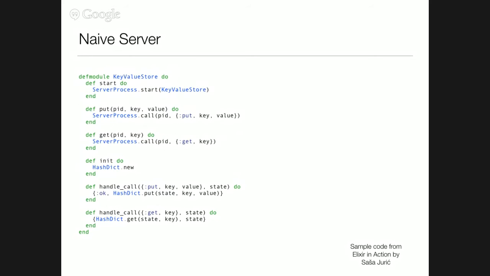So this is a naive GenServer. I took this code from Elixir in Action by Sasha Jurić, I believe is how you say his name. And all the code for the book is available on GitHub.